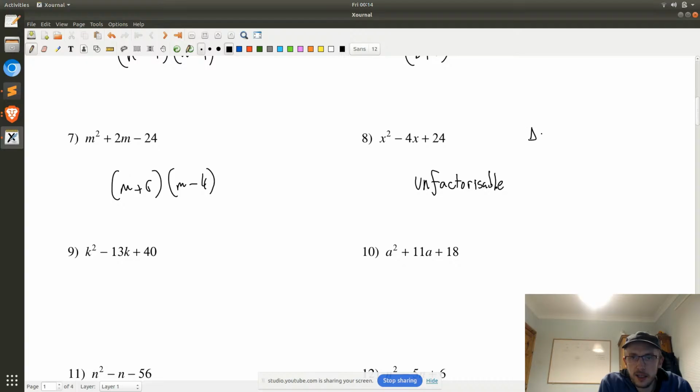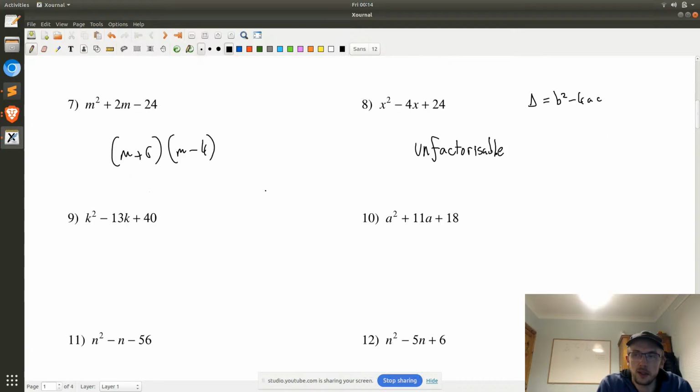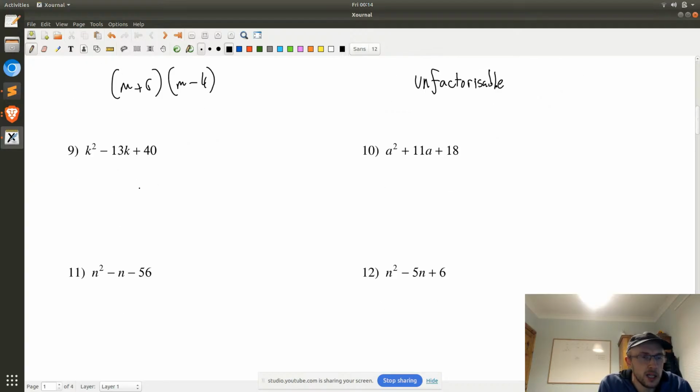And we check by using the discriminant, which is b squared minus 4ac. Square that, you get 16, and take away 4 times 24, which is 96. 16 take 96 is negative 80, which is not a perfect square, and furthermore, it's not even positive. Anyhow, on with the show.